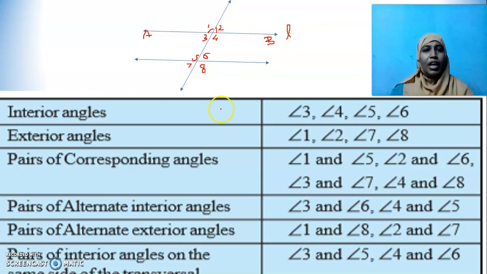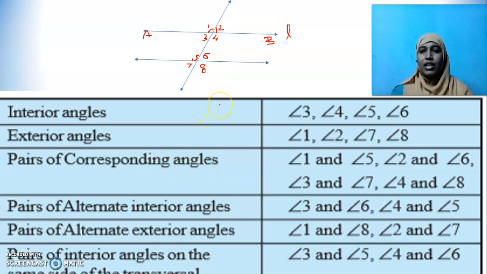Interior angles. What are the interior angles? 3, 4, 5 and 6. See, they have listed them here. What are exterior angles? Those which are outside these 2 lines. We have these 2 lines now, blue lines. We have 1, 2, 7 and 8. These are exterior angles.